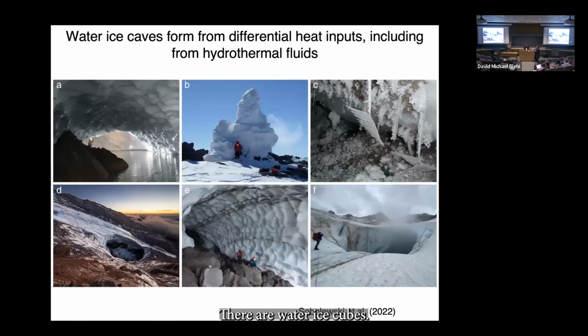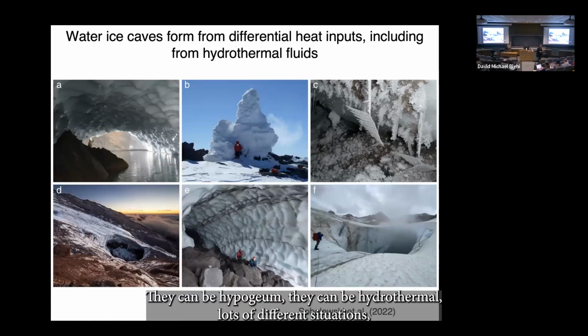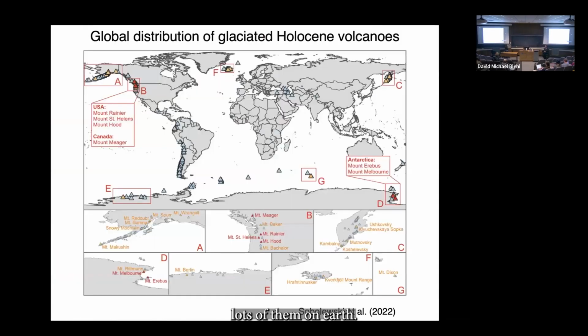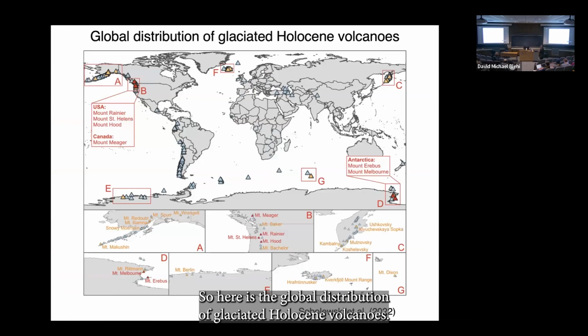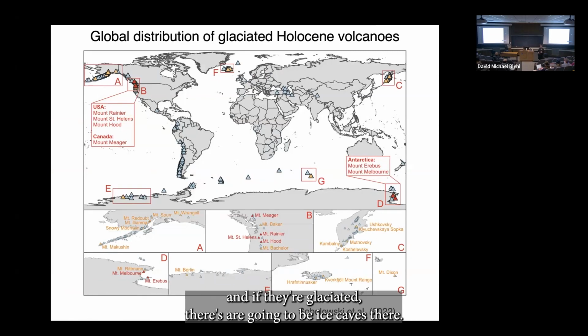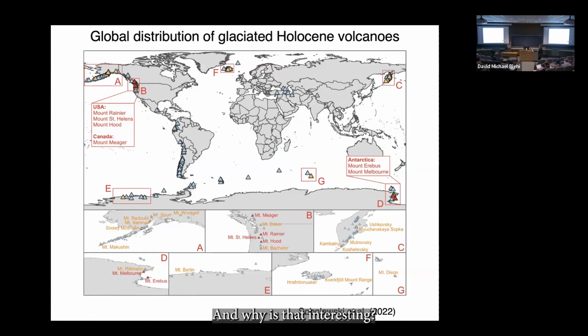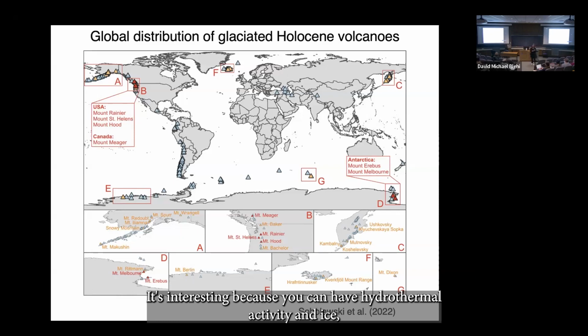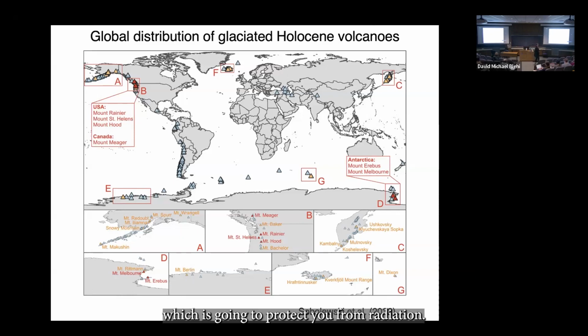There are water ice caves. And those can take a number of forms. They can be hypogene, they can be hydrothermal, lots of different situations, lots of them on Earth. So here's the global distribution of glaciated Holocene volcanoes, so volcanoes that are still active hydrothermally, and if they're glaciated, there are going to be ice caves there. And why is that interesting? It's interesting because you can have hydrothermal activity and ice, which is going to protect you from radiation. So a nice situation.